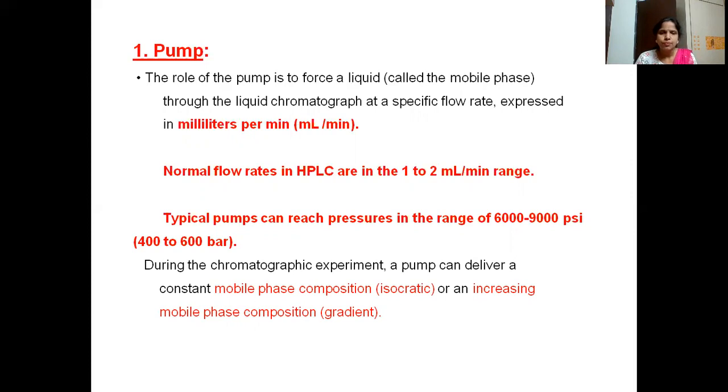So here we have two methods. Either you can use the same mobile phase composition, that is, the composition of the mobile phase can be kept constant, which is known as isocratic, or else you can change the composition of the mobile phase, which is known as the gradient method. So what is the difference between these two, we'll see.